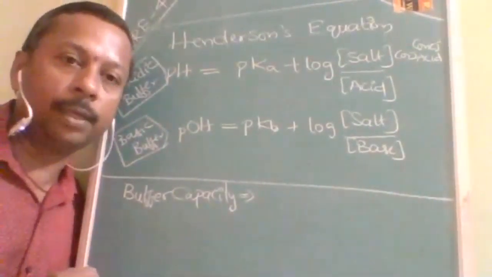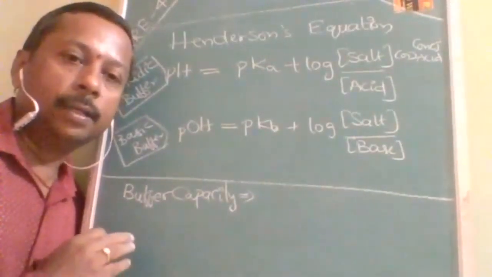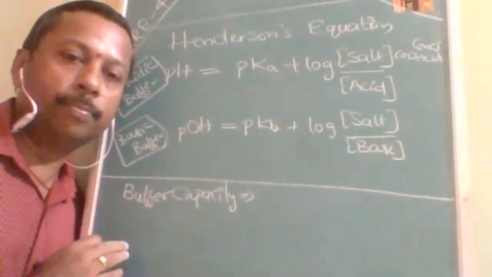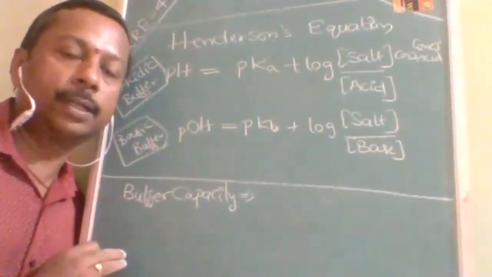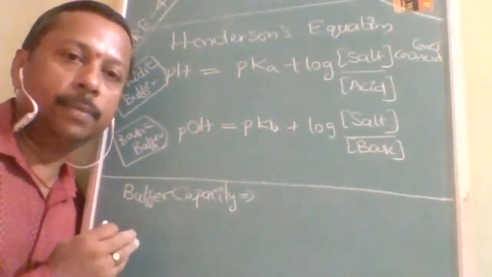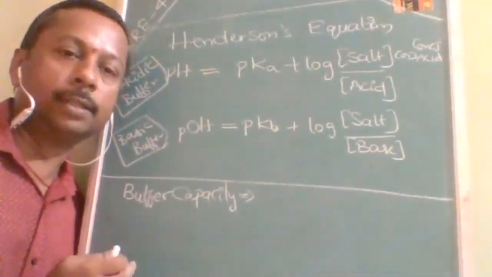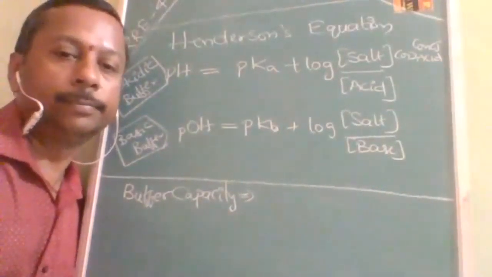The higher the buffer capacity, the higher its tendency to act as a buffer. Understood? Better buffer capacity, better is the buffer solution. That means it can resist the change in pH for a larger amount of acid, for a larger amount of base, and for a larger amount of water.